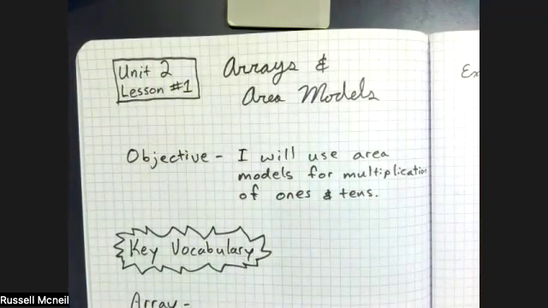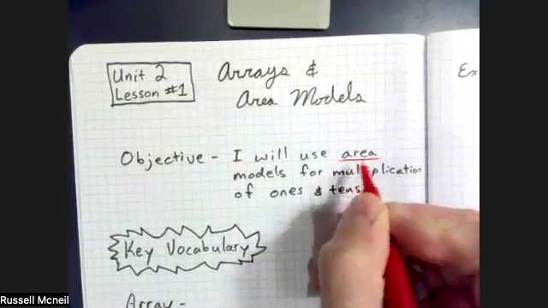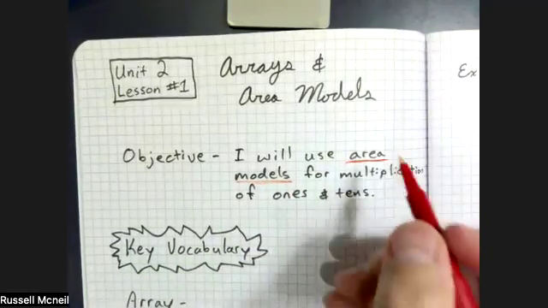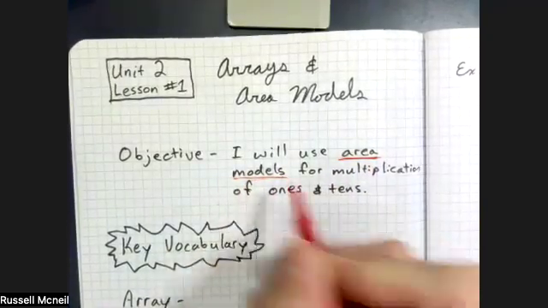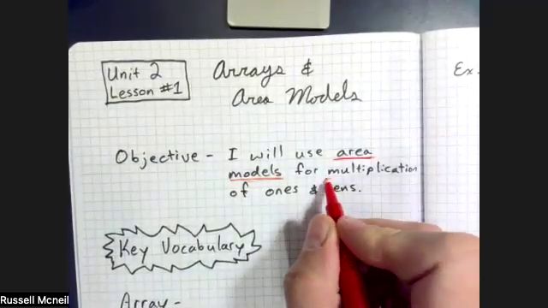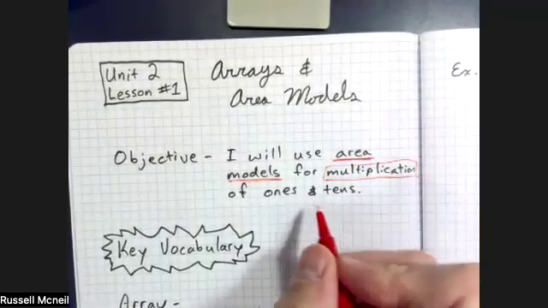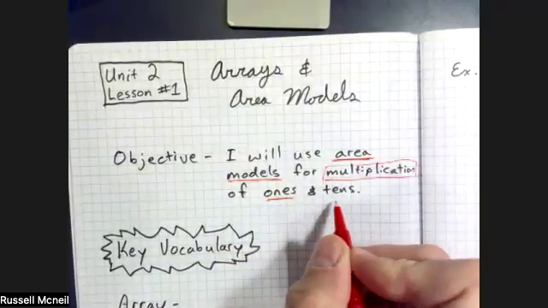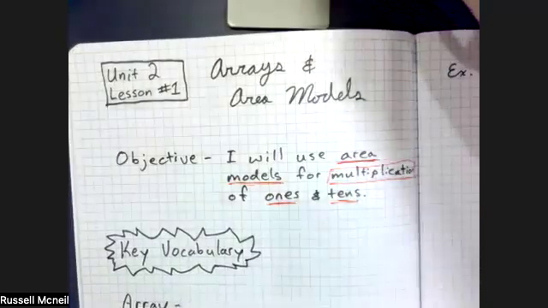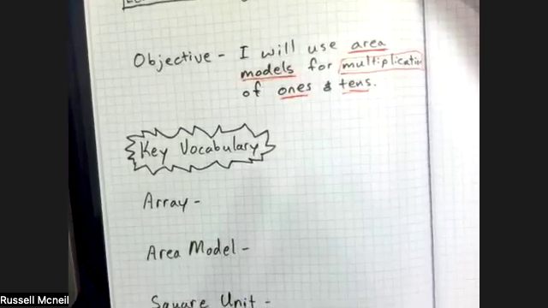Now, looking into this, we've got a term that some of you may have heard before called area models. I know Miss Two probably talked about these, and we're going to use them for the operation of multiplication, and specifically when we're looking at the place value of ones and tens.